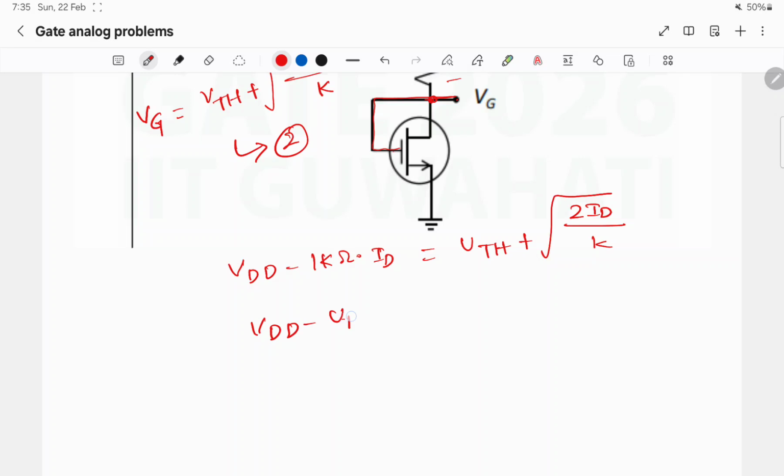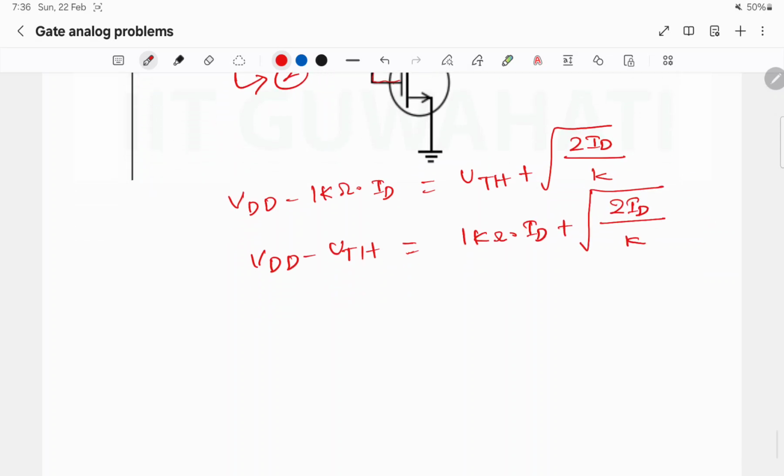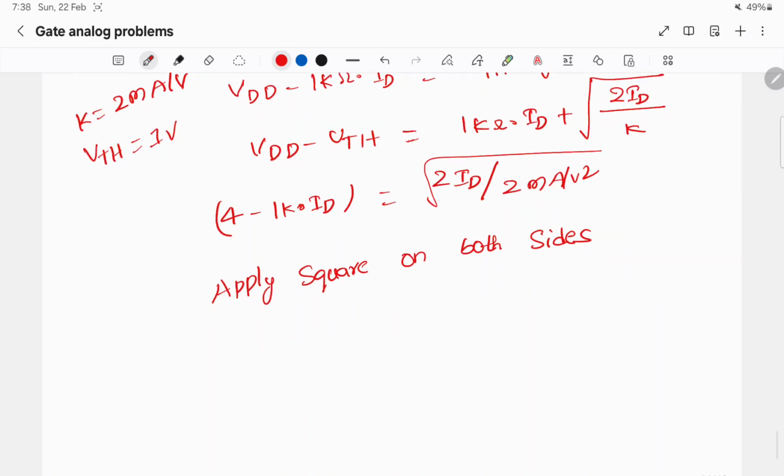VDD minus VTH is equal to 1 kilo ohm into ID plus square root of 2ID by K. Now square on both sides. Before applying the square, I have modified this term. I have brought the ID term to the left side.